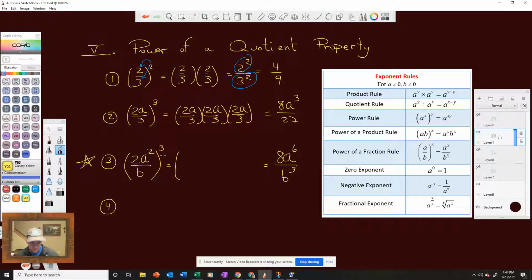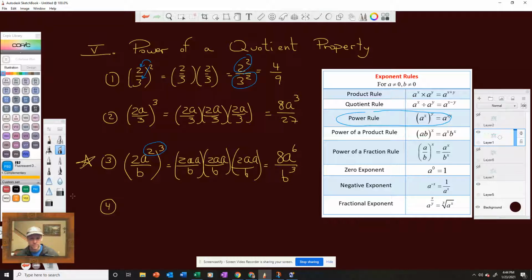Here's why. This a squared can be written as a times a. So it's 2 times a times a over b times 2 times a times a over b times 2 times a over b. So 2 times 2 times 2 is 8. Obviously, you see the 6 a's and you see the 3 b's, and there you go. So what happened here, remember, is we had, again, the power of a power. We had this friend of ours. So that's why I had to multiply the 2 and the 3 to make it a 6.